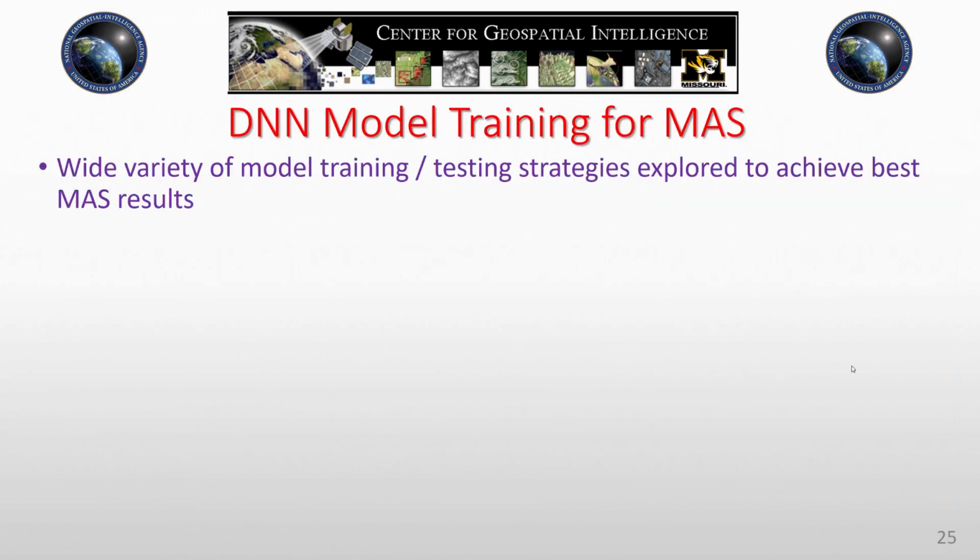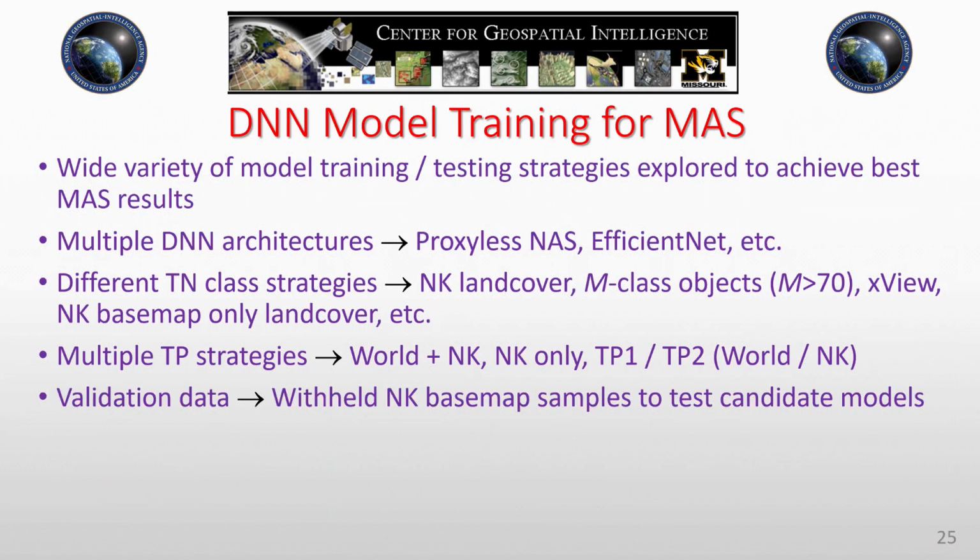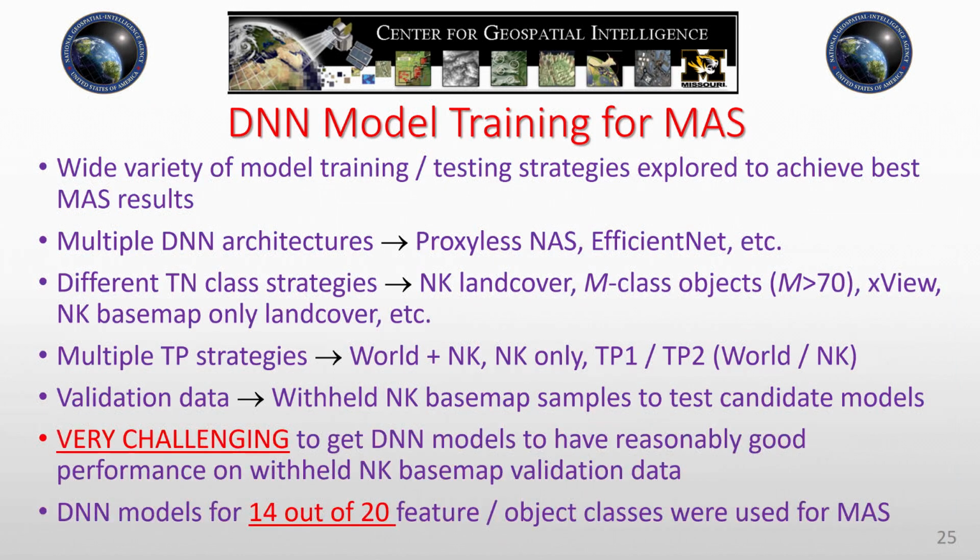So then that leads us to the machine assisted part of this. There's a lot of technical details that I just cannot go into here, but we looked at a wide variety of different architectures and training strategies for both the true negatives and the true positives that go into training the machine learning algorithms. We had validation data, of course, withheld from the training data sets in order to independently test the candidate machine learning algorithms. And the bottom line out of all this is we only went forward with the machine assisted searches for 14 out of the 20 feature object classes, because for 6 of them, we just felt we couldn't get a good enough validation score to even warrant doing that.